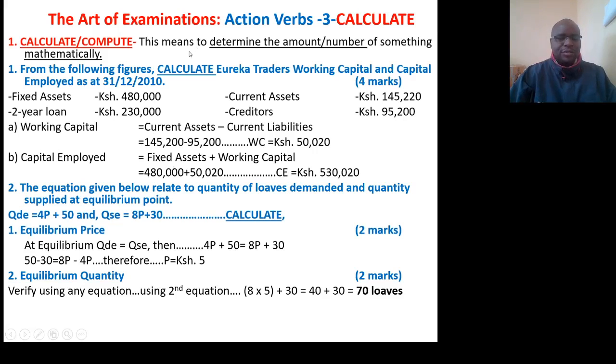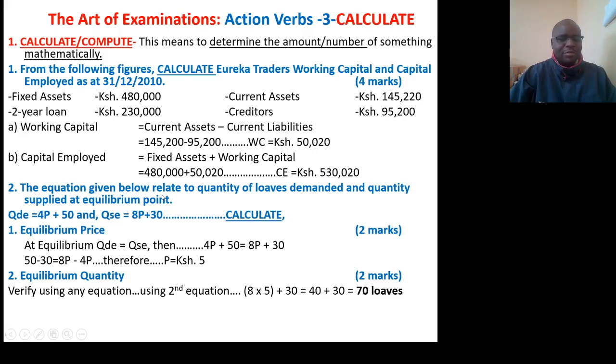Capital employed is fixed assets plus working capital, and fixed assets are 480,000. Add 50,020, which is the working capital as we found here, which is 530,020 shillings.